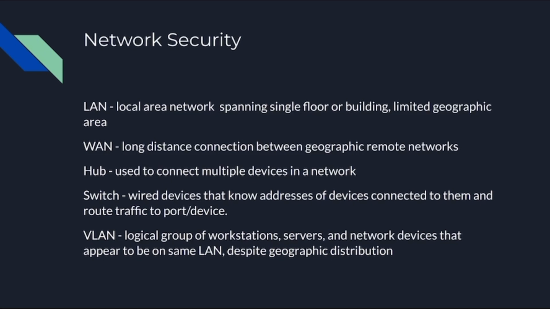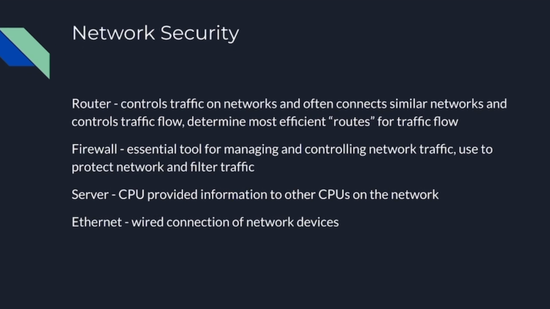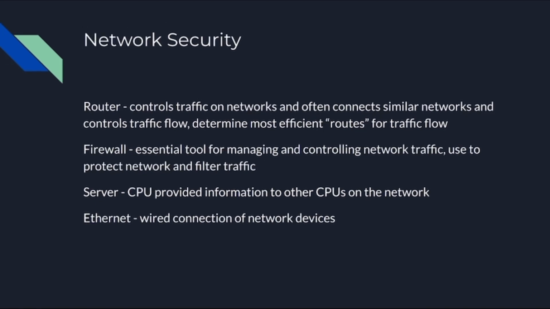Moving on to a hub and a switch. A hub is used to connect multiple devices in a network, normally with wired devices. A switch is also for wired devices. VLAN is a virtual local area network. So back to that example of having multiple offices, you can have a logical group of workstations, servers, and network devices that appear to be the same LAN, but they're in different geographic areas.